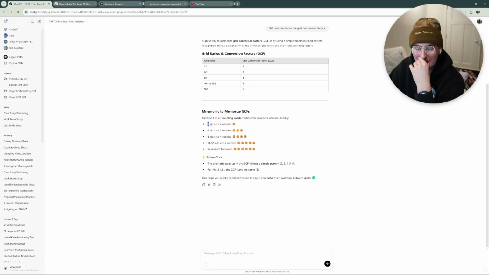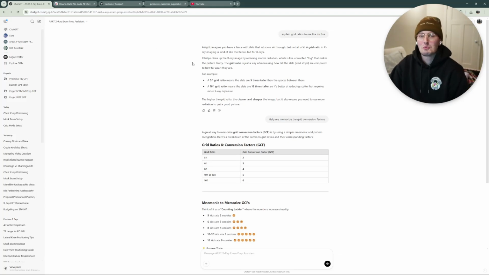This is crazy. 5 kids ate 2 cookies, 6 kids ate 3 cookies, 8 kids ate 4 cookies. As the grid ratio goes up, the GCF follows: 2, 3, 4, 5, 6. That's awesome. I mean, let's see what else it can do.